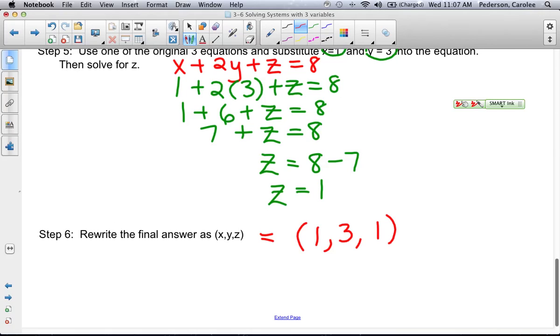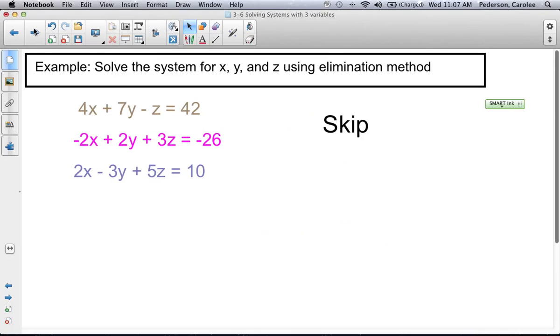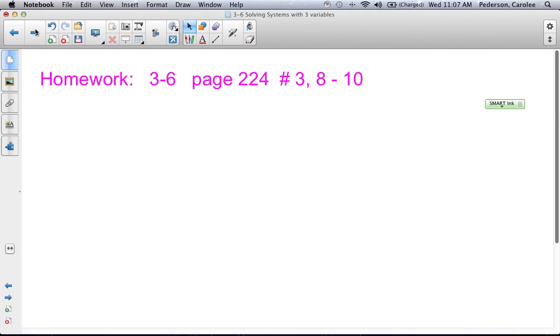Think back to when we graphed those ordered pairs in the lesson that we did yesterday on 3-5. What your homework is for tonight is problems on page 224, number 3, and then 8 through 10.